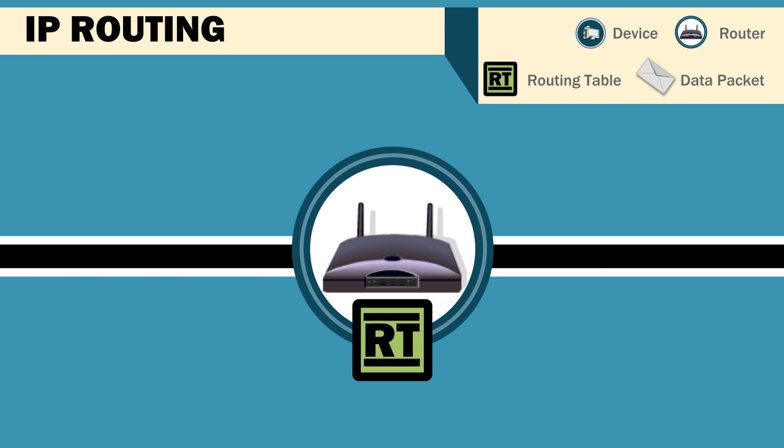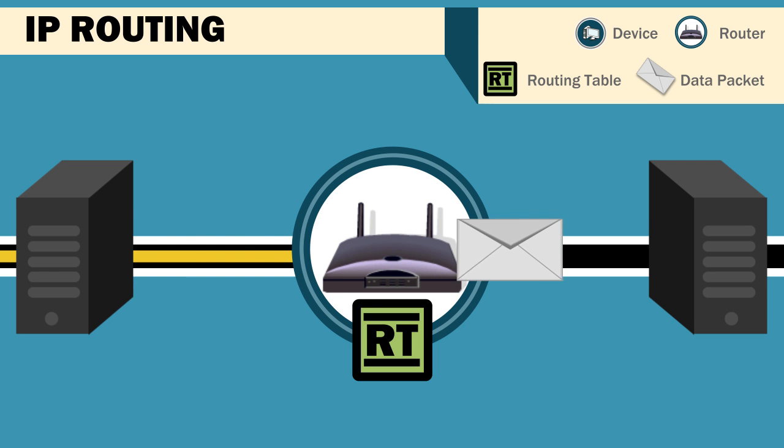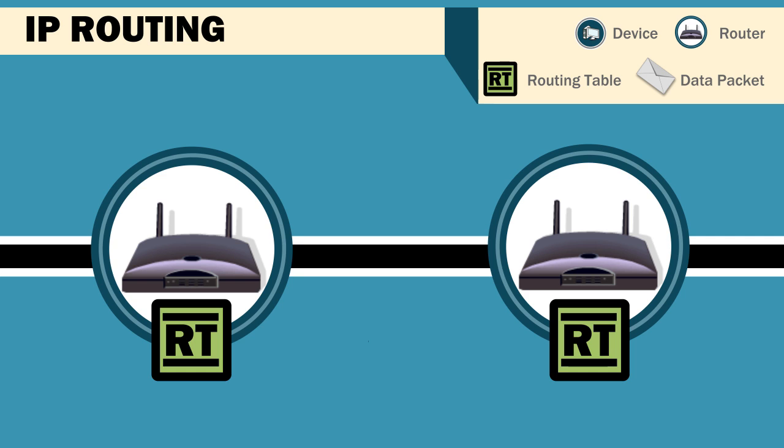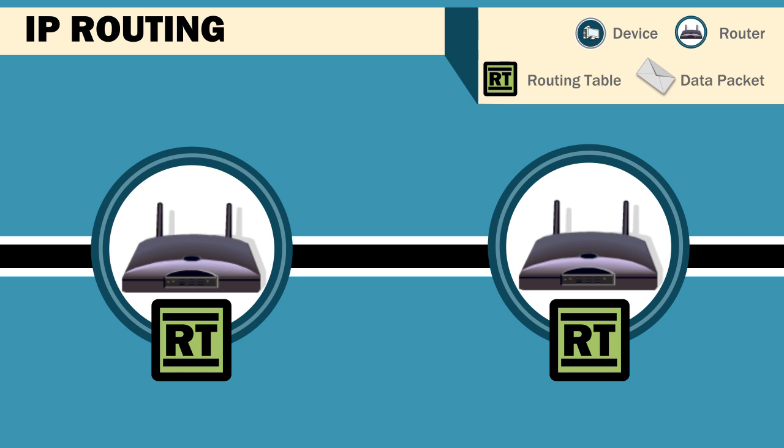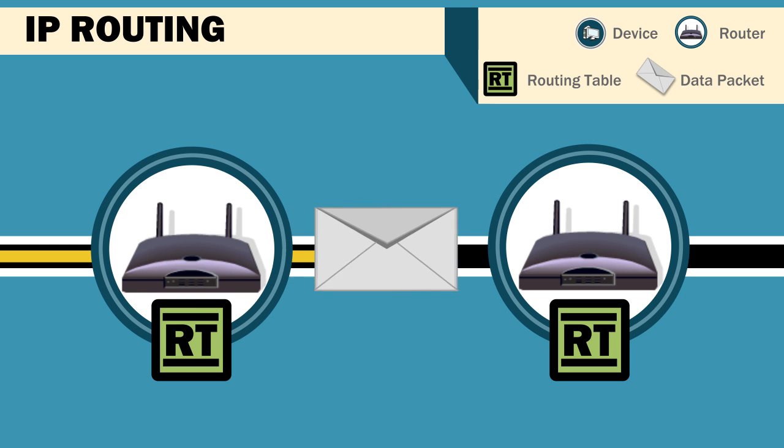All routers use routing tables to forward a data packet from the sending device to the destination. Each router is unaware of the next router's tables. All each one can do is forward the packet to the next hop on the path.